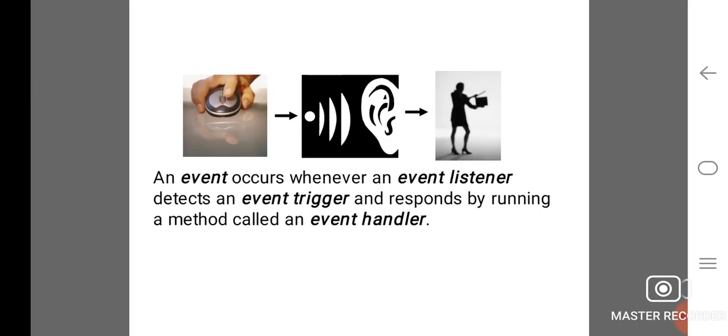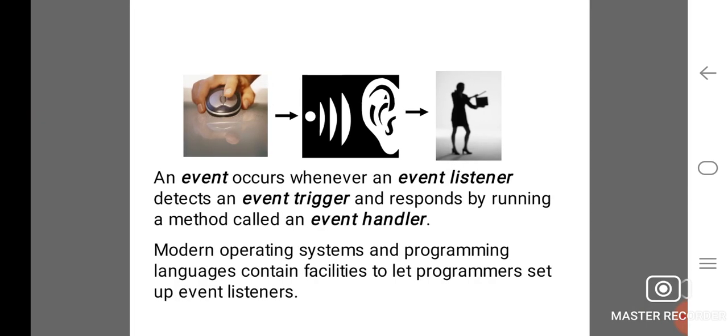So this is a diagram. An event occurs whenever an event listener detects an event trigger and responds by running a method called the event handler. For example, hearing music, pressing a mouse, etc.